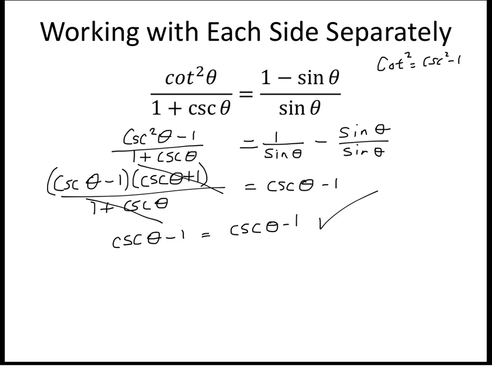Okay, so we showed you a little bit of factoring. We showed you working with each side separately. Notice that at no time did anything cross from side to side, or did I do anything to both sides of my equation. I simplified both sides separately.